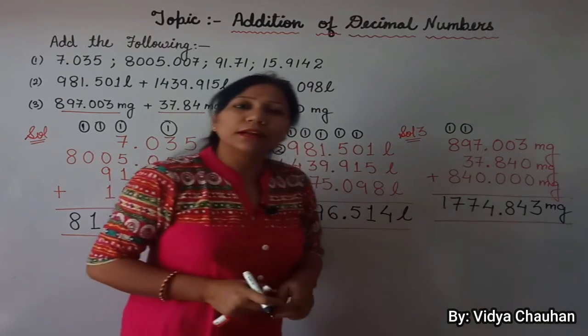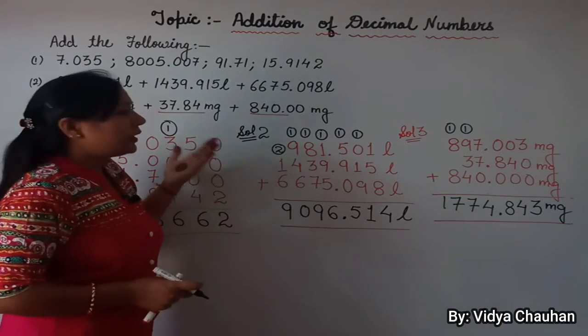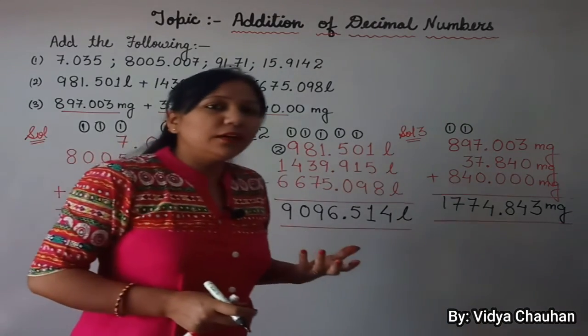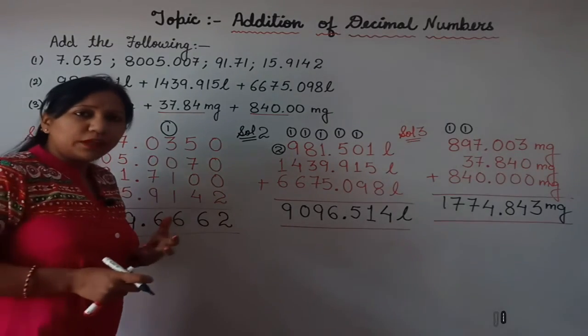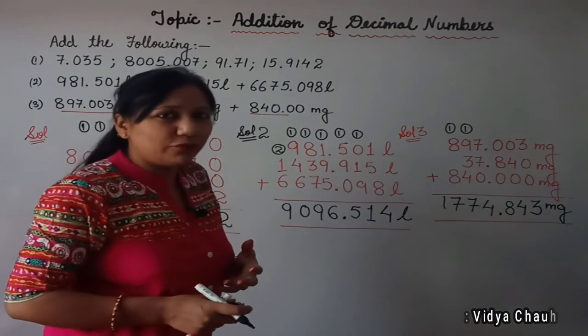1774.843 milligrams. So this is how you can add any decimal term which is given to you in a very easy manner. I hope you have understood the concept very carefully.